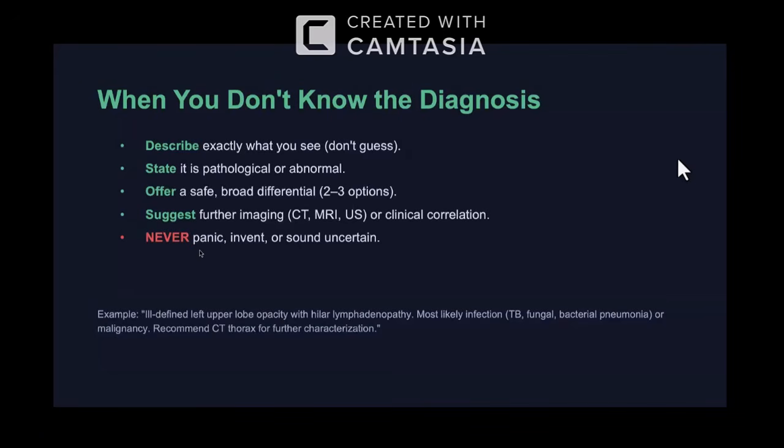If you don't know, never panic and never invent new pathologies, and don't sound uncertain, especially when you are typing. For example, ill-defined opacity with hilar lymphadenopathy, most likely TB. This is how you should proceed. It's a TB, fungal or bacterial pneumonia, or a malignancy. So recommend CT thorax for further characterization.